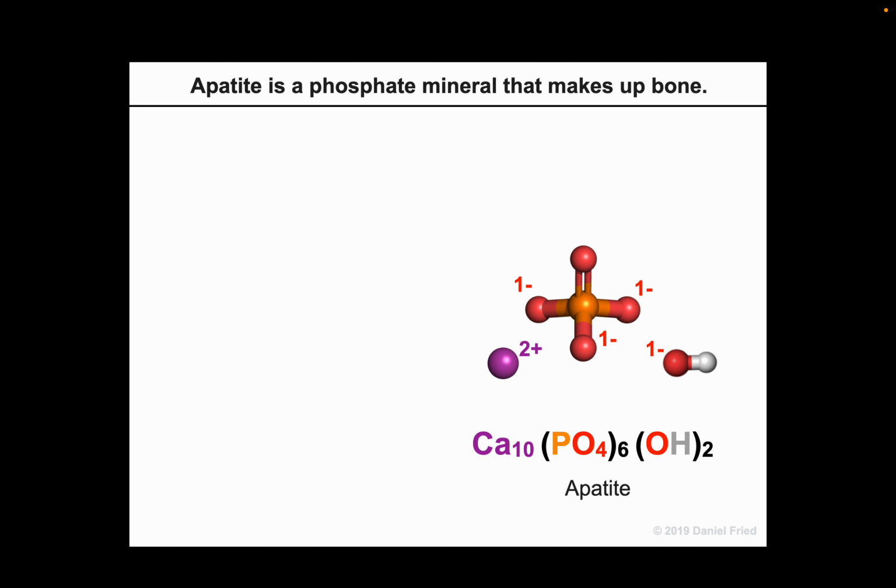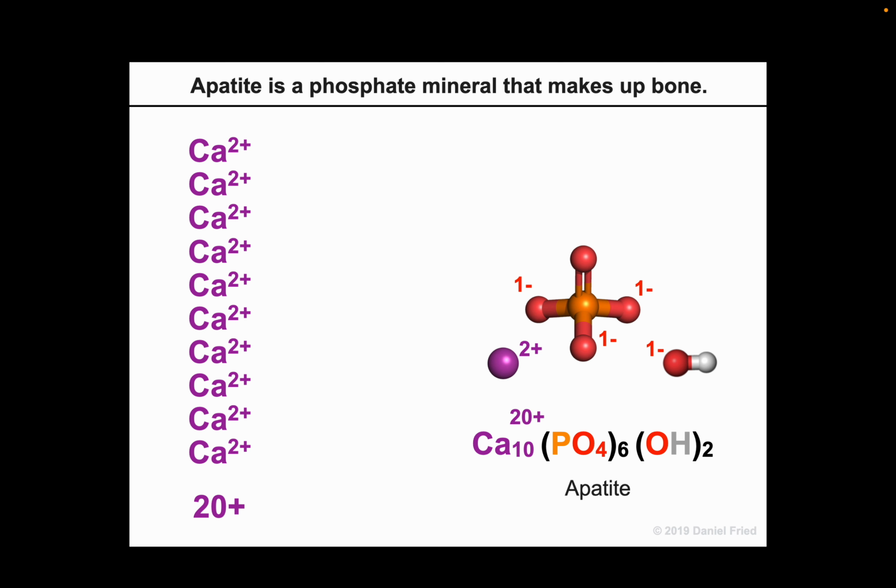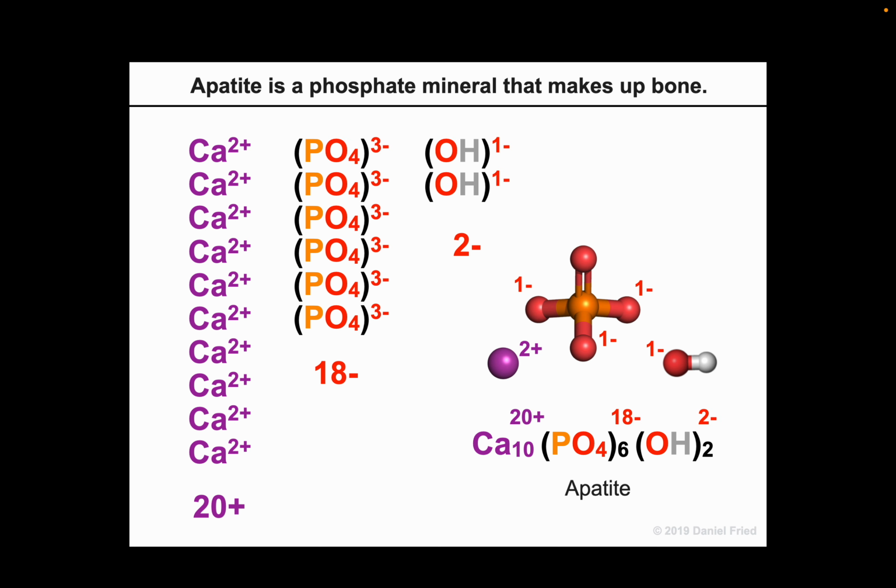Apatite is a phosphate mineral that makes up bone, but this time we need this. Now, notice the positive and negative charges balance. Sorry, there's a mistake in the presentation. It's supposed to be 10. It's supposed to be 5 calciums, and that's much better.